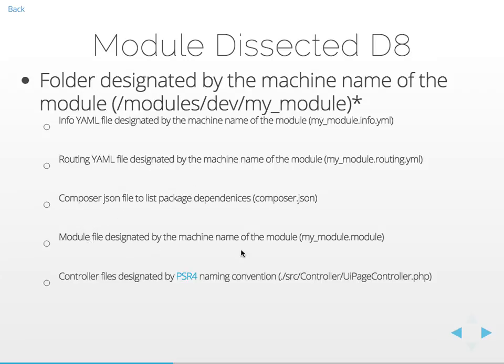You have the module file, again, machine name of the module. And lastly, you're going to have some controller files. So again, controllers in the MVC, it's for a URL or a path. The controller will get your data and get your view.